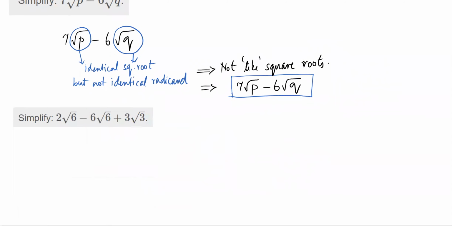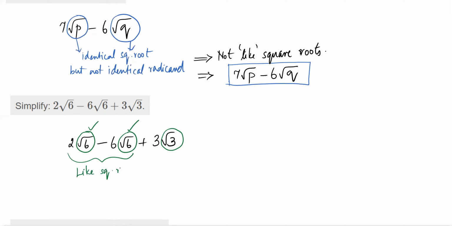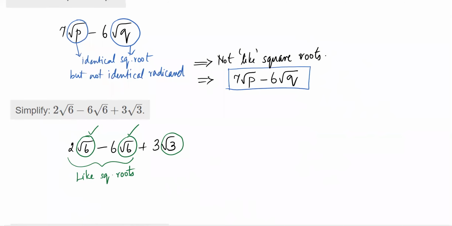Okay, let's look at this one. 2 root 6 minus 6 root 6 plus 3 root 3. Again, observe your radicands and your radical sign. They all have a radical sign. Good. But out of these, the matching radicands only happen here between these two. So only these two are like square roots. The square root of 3 is not compatible, which means it cannot be combined. So 2 minus 6, you only collect the coefficients and attach the common like root.